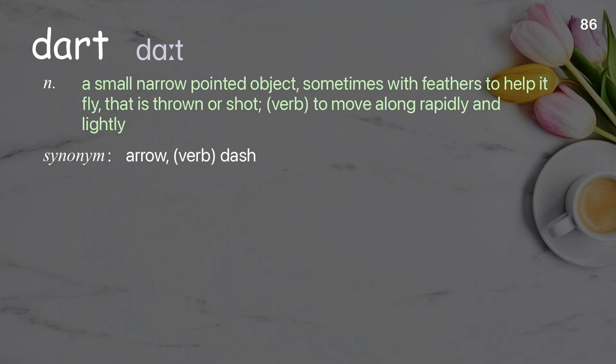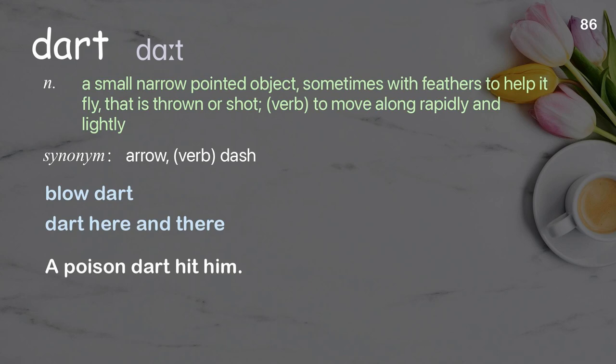Dart: a small narrow-pointed object, sometimes with feathers to help it fly, that is thrown or shot. Verb: to move along rapidly and lightly. Examples: blow dart, dart here and there. A poison dart hit him.